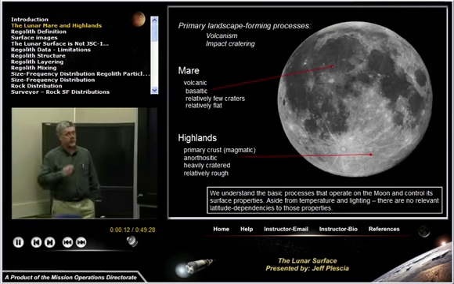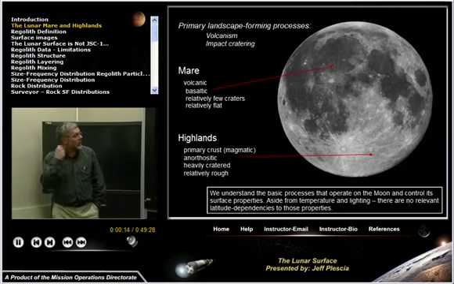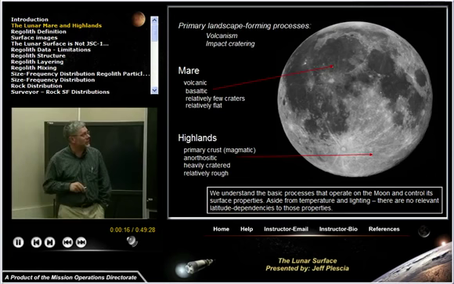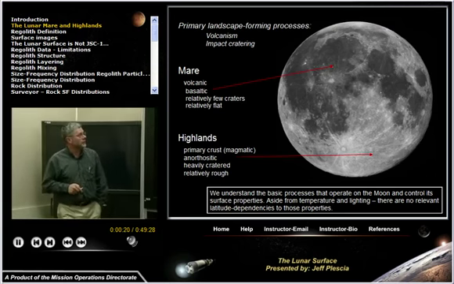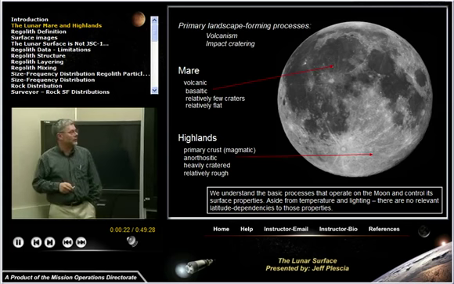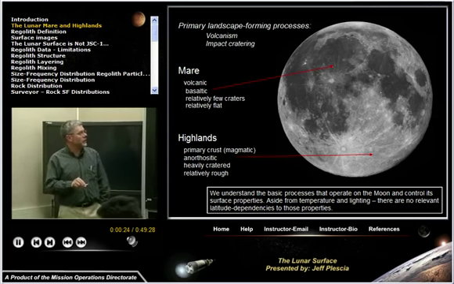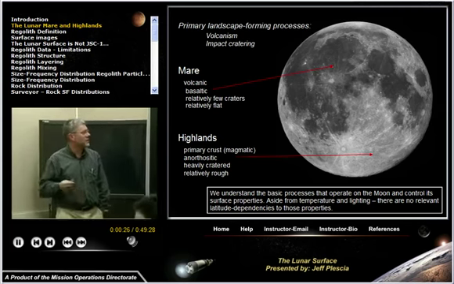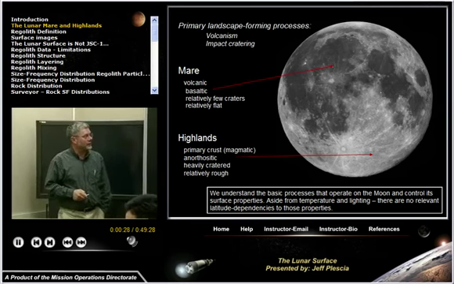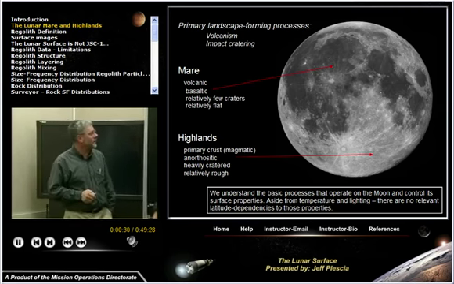To first order, the moon is divided into two major provinces. Paul and the others have already commented on this. You have the lunar mare, which are the relatively young basaltic terrains that are relatively flat and have relatively few craters, and the older highlands, which are primary crust, anorthositic. They're heavily cratered, and relative to the mare, they're rough.